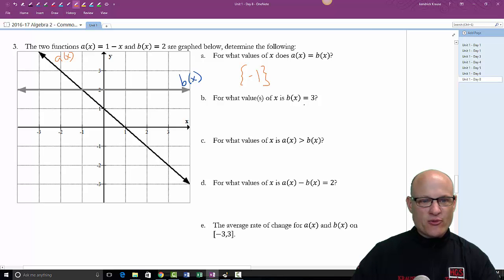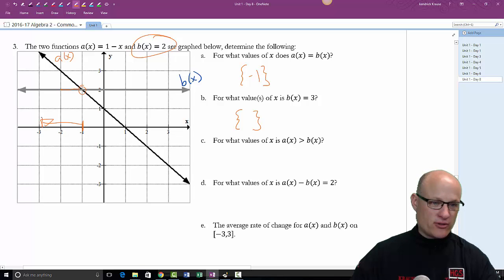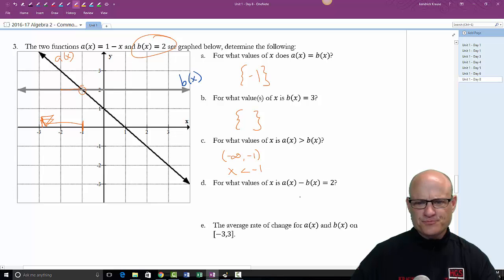When does b of x equal 3? Well, b of x only ever equals 2, so no solution. When is a of x greater than b of x? In other words, in layman's terms, in color terms, when is black above gray? Here's where they're equal, so right here at -1 they're equal, and anytime I go in that direction, nice arrow, a of x is greater than b of x. So I can just do -infinity to -1, or I can just say x is less than -1. Either one of those would be acceptable.